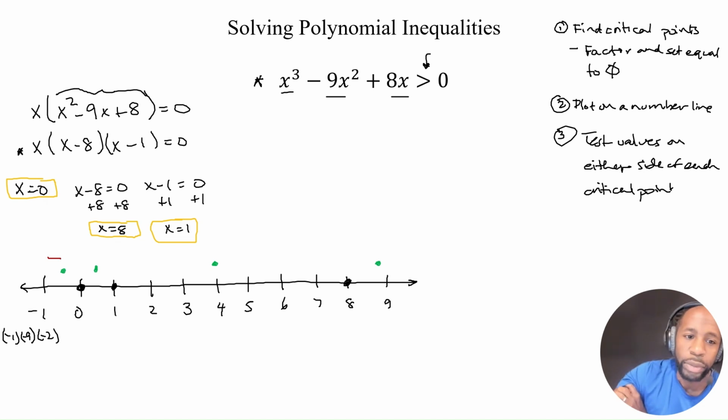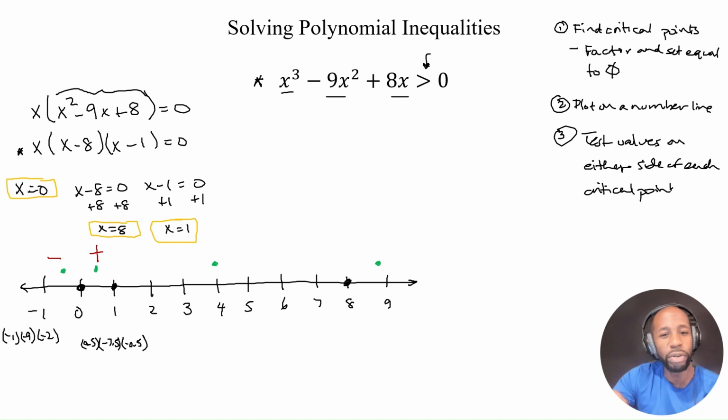Okay. Now, what about in between 0 and 1? We'll use 0.5. So you got 0.5 times 0.5 minus 8, which is what, -7.5? And then you have 0.5 minus 1, which is -0.5, which means that this will be positive in this region.